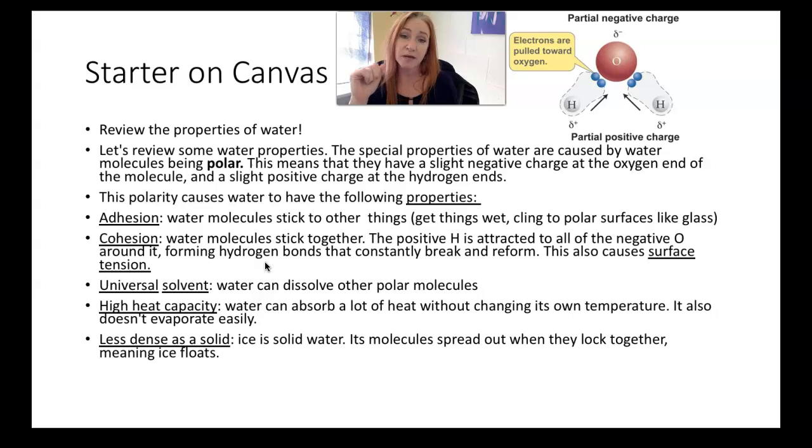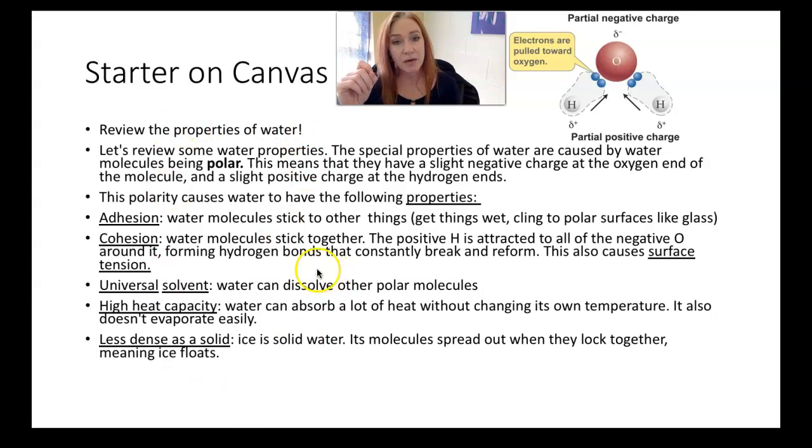So let's just talk really quickly about the properties of water because they do come into play a lot when we talk about cells, because cells are surrounded by and full of water. You are mostly water. All cells are mostly water, and single-celled organisms, except for bacteria, are always in water, and some bacteria also live in water, but they have some special adaptations so that they can dry out.